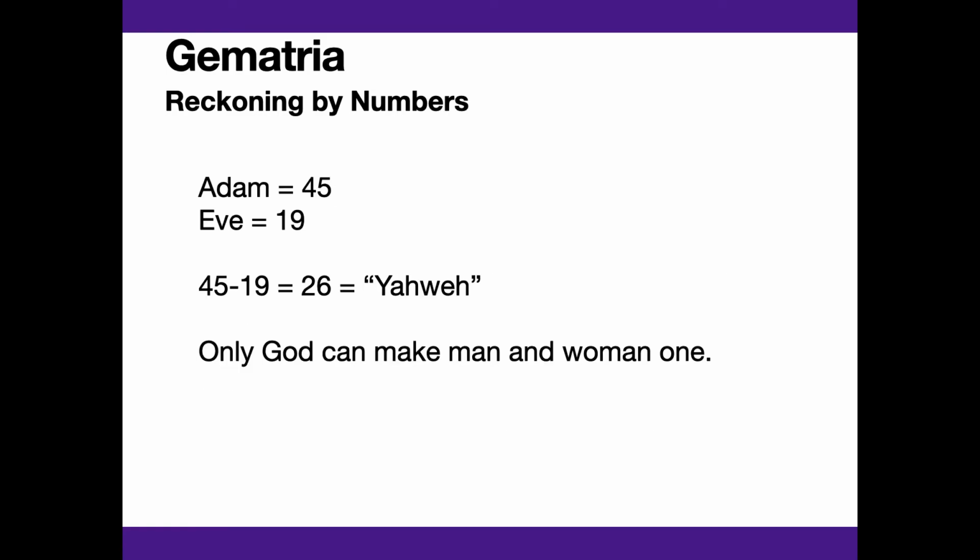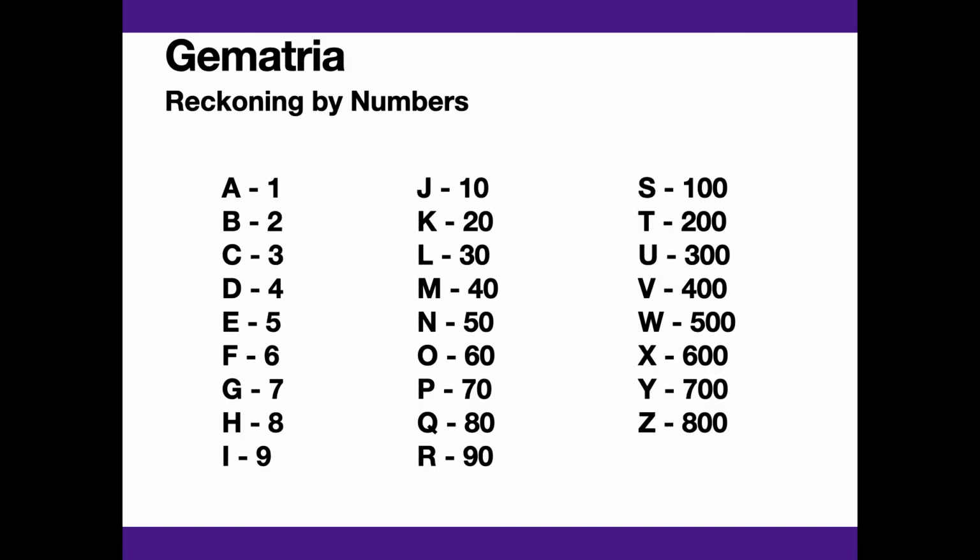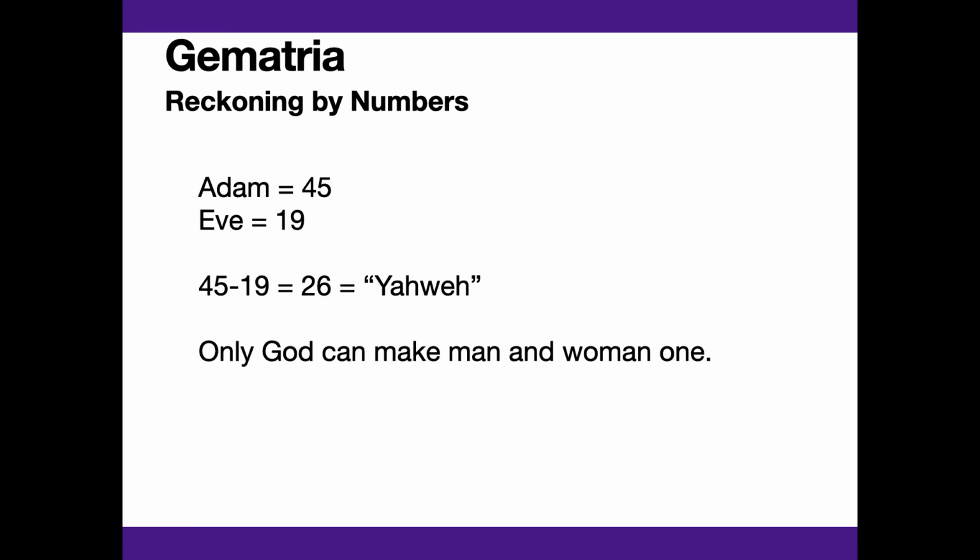Another fun example is Adam and Eve. So Adam in Hebrew Gematria is a 45 and Eve is a 19, which is crazy because it's totally opposite in the English. Whoops. Adam is 46 and Eve is 410, versus here Adam is 45 and Eve is 19. So here we have, if we take Adam 45 minus 19, the difference between these two people is 26. And we remember that equals Yahweh or Jehovah. So only God can make man and woman one and unite them, which is a fun principle.